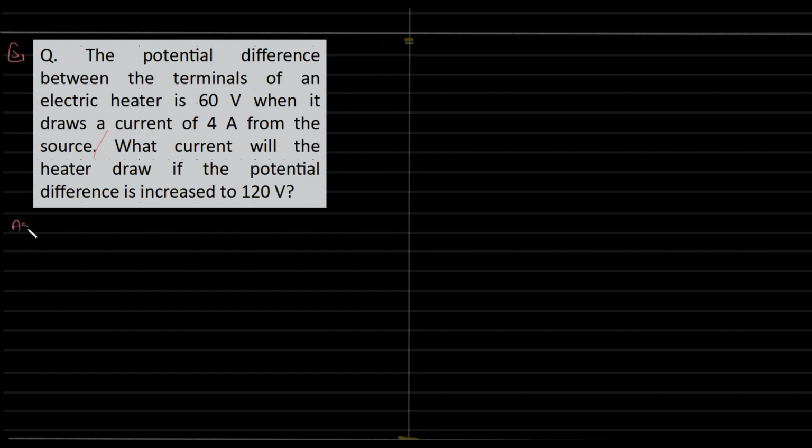So what they're asking is, just a second, I'll draw the circuit diagram. Need not draw for this, but I'm just drawing for the sake of explanation. So what they're telling is you have a voltage source. If it's 60 volt and you switch on, you have a current of 4 ampere through this. If you then switch on to 120 volt, what is the current through this?